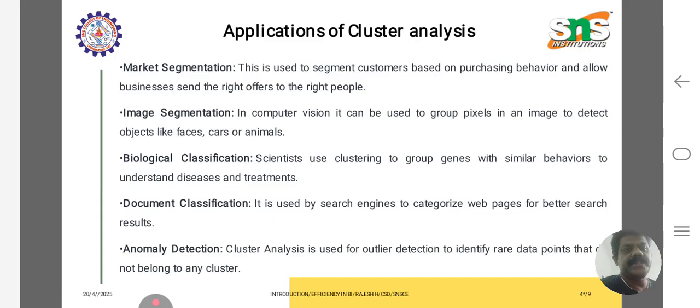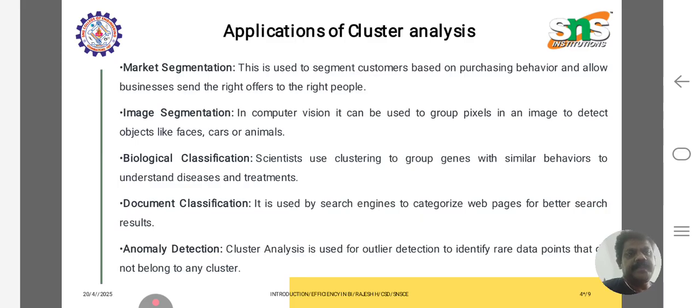So there are different applications of cluster analysis. One of the applications is market segmentation, which is used to segment customers based on purchasing behavior and allow the business to send the right offers to the right people. The second application is image segmentation, in which computer vision can be used to group pixels of an image to detect objects like human faces, cars, or animals. The other one is biological classification, which is the clustering of scientific process where genes with similar behaviors are grouped to understand diseases and treatments.